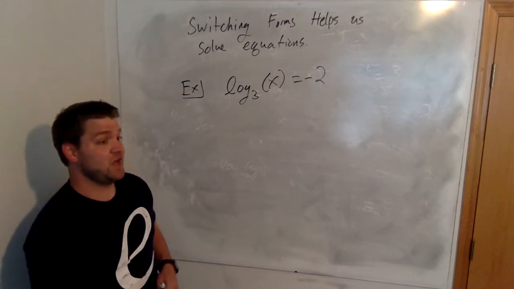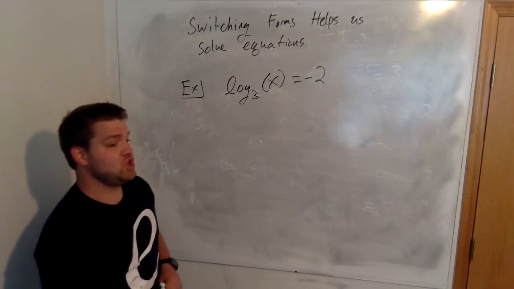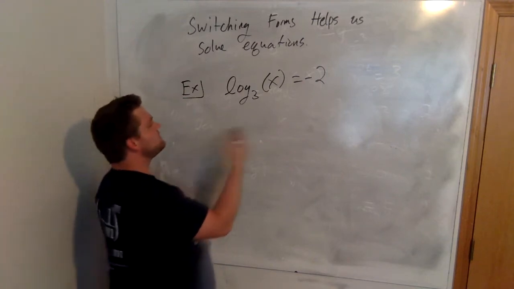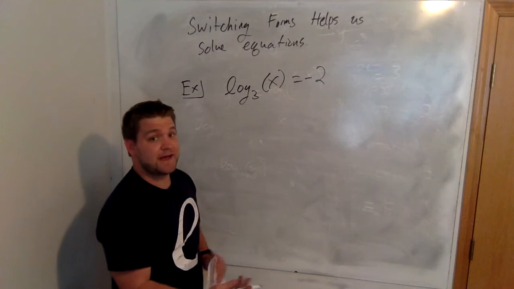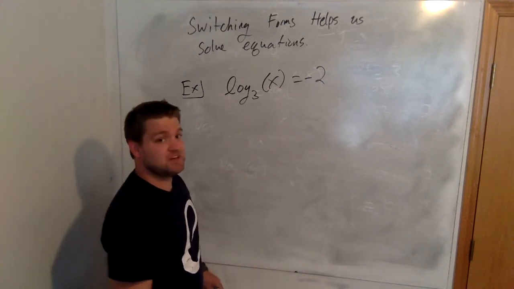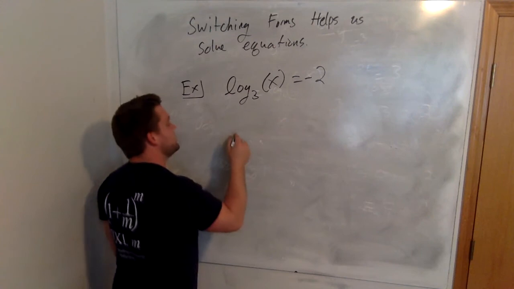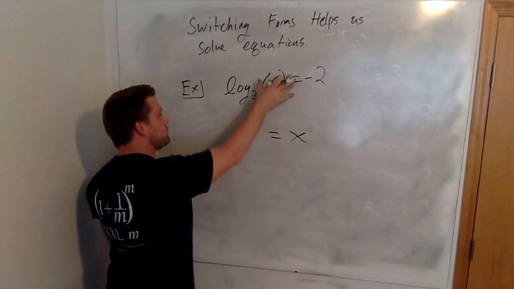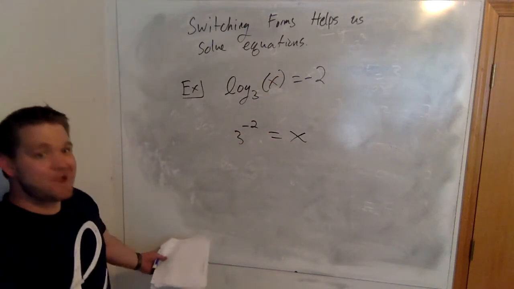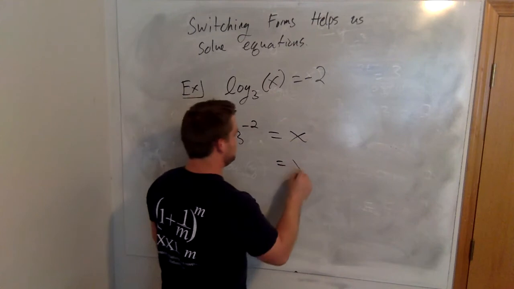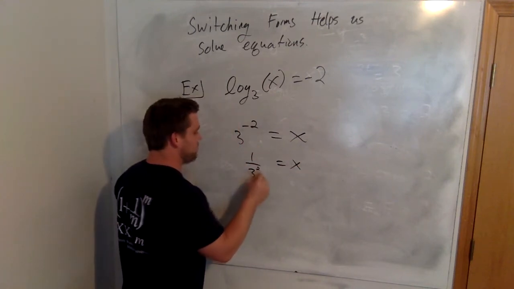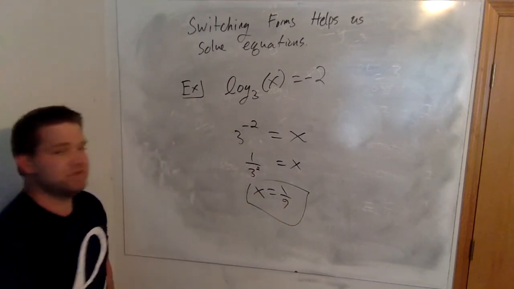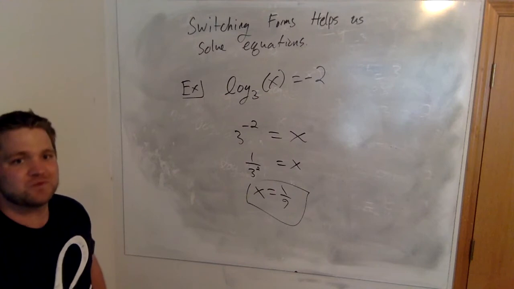Just like when you say to someone, hey, the square root of 16 is 4. Why? Because 4 squared is equal to 16. So reading this logarithm might be hard for us to understand, so if we switch forms, maybe it's a little bit easier. What is this saying? Well, this is saying 3 to the power of negative 2 is equal to x. I just went from logarithmic form to exponential form, and now we can solve this equation. This is 1 over 3 squared, so x would be equal to 1/9. Sweet, we were able to solve this logarithmic equation by switching forms.